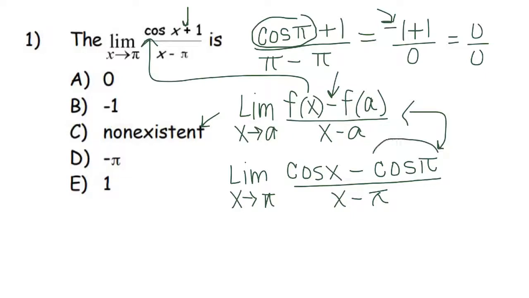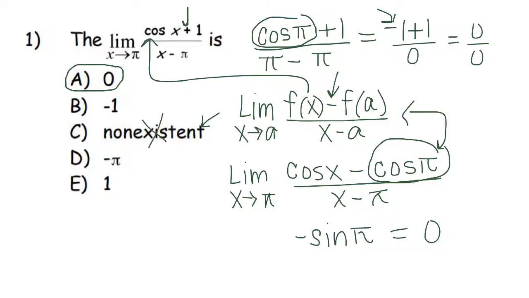So that means I need the derivative of cosine, and then we need to substitute pi in for that. So all of this really condenses down to the derivative of cosine, which is negative sine, and we want it evaluated at pi. So that's going to give us 0. So the correct answer for number 1 should be 0. Hopefully you recognize this. Please don't fall into this trap of choosing non-existent.